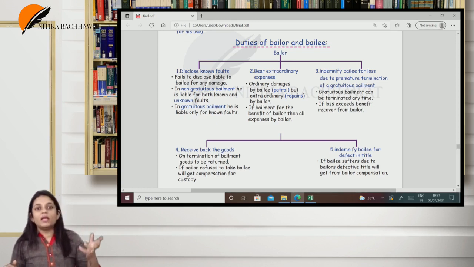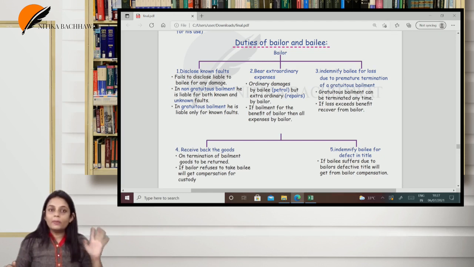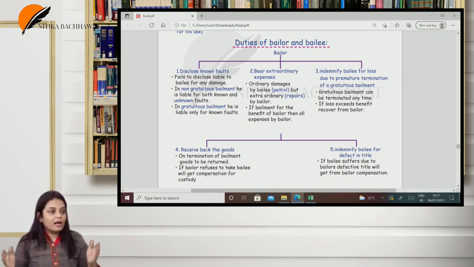So let us say when you take a car on rent, okay, you have these Zoom cars and all, so you have to pay the price of the petrol, you have to fill up the petrol. But if something happens to the car, it breaks down, are you going to pay that charges? No, that will be paid by the Zoom company.